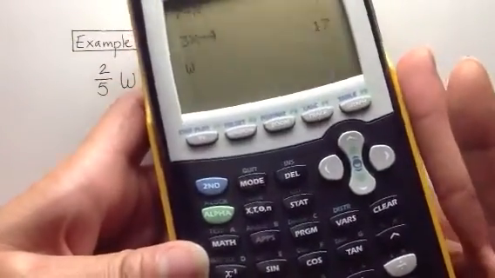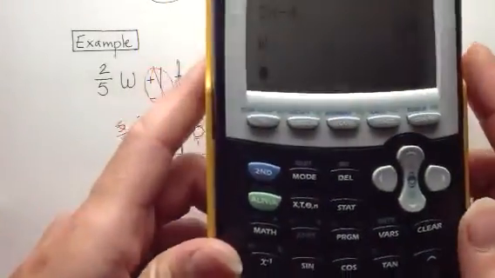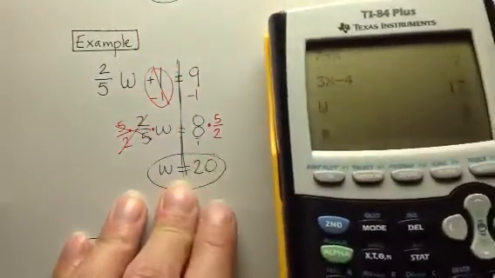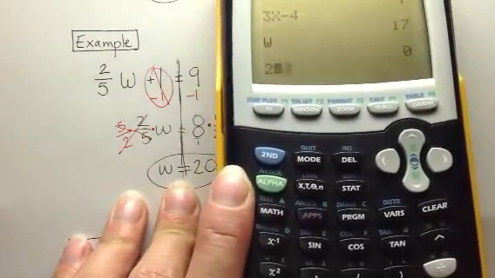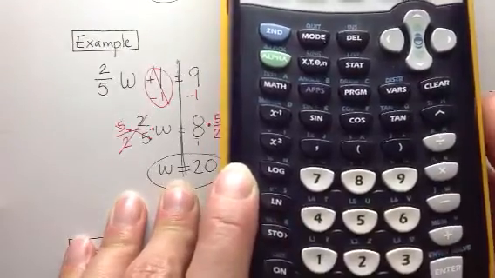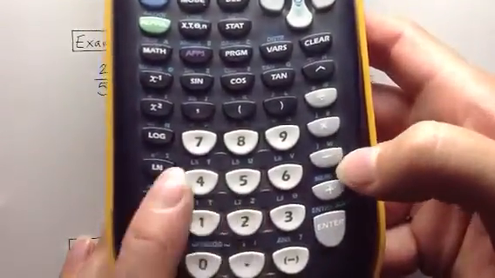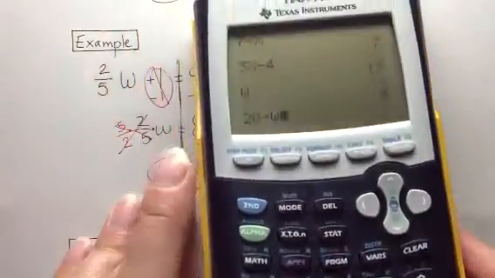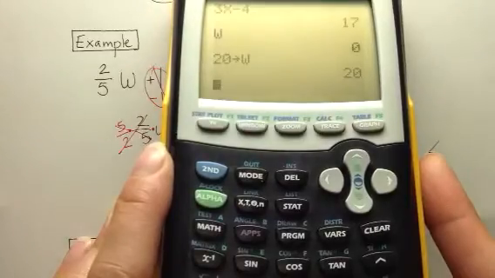Okay, and right now my calculator thinks it's 0. So remember, if you're going to check with the calculator, you have to tell the calculator what you want the variable to be. So I'm going to take 20 and I'm going to store into alpha, and I've got to find my W again right here. Okay, so I'm putting 20 in for W.